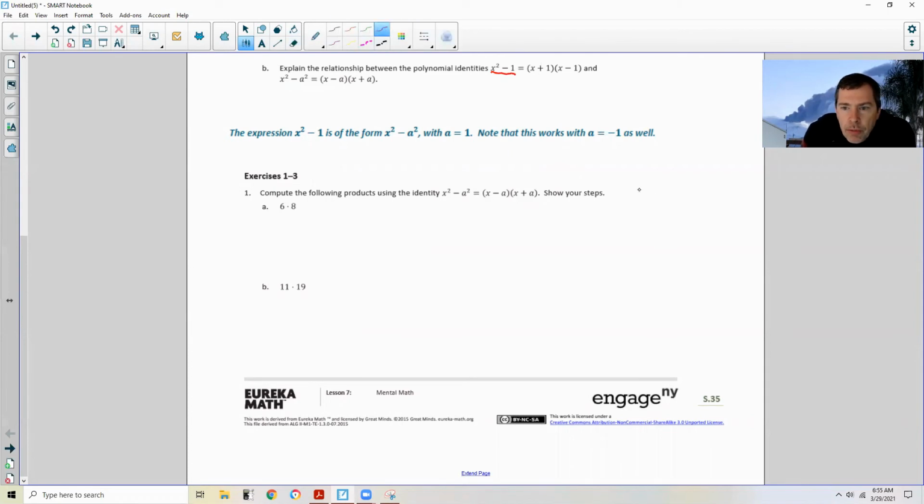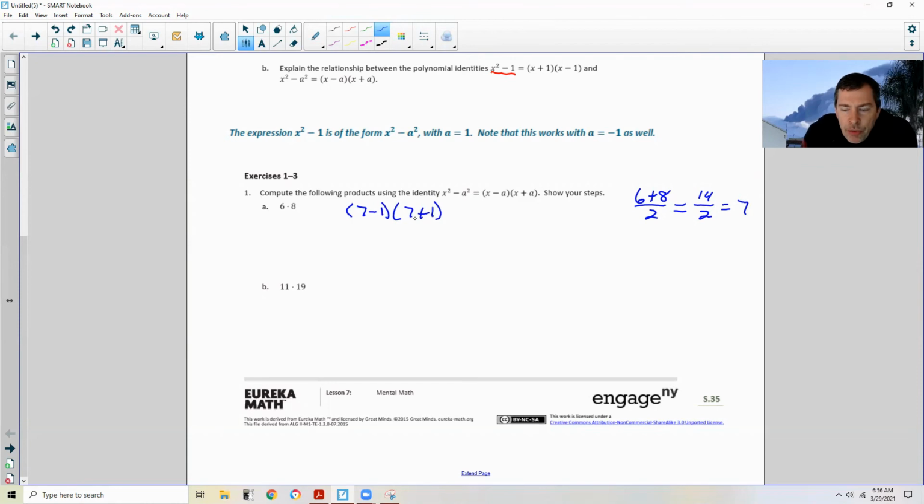Okay, let's try this. What is 6 plus 8 divided by 2? In other words, what's the average of those two numbers, or the midpoint, if you will? That would be 14 divided by 2, which is 7. So the number that's halfway in between these would be 7. In order to get to 6, I'd have to subtract 1 from 7, and in order to get to 8, I'd have to add 1 to 7. So my x would be 7 and my a would be 1. So I would say, okay, 7 minus 1 times 7 plus 1. Okay, 6 times 8, right?